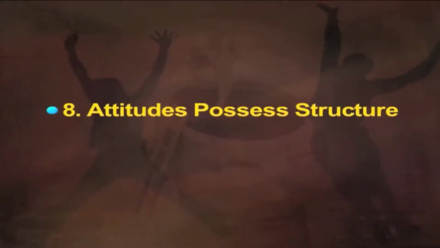Attitudes possess structure. The definitions of attitude give rise to the structure of attitudes. Considering several theories, the structure of an attitude can be represented as an object evaluation association and the knowledge structures linked to it. Researchers have identified 2 general types of attitude structure, such as intra-attitudinal structure and inter-attitudinal structure.